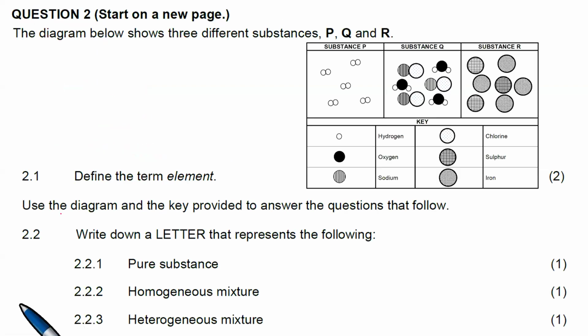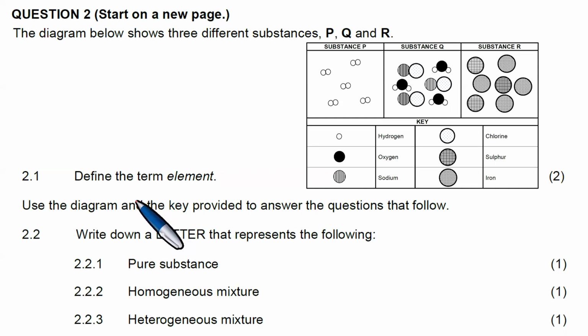Let's move on. Question 2 is about substances P, Q, and R. You have hydrogen, oxygen, sodium, chlorine, sulfur, iron. The diagram below shows 3 different substances, P, Q, and R. Define the term element. What is an element?